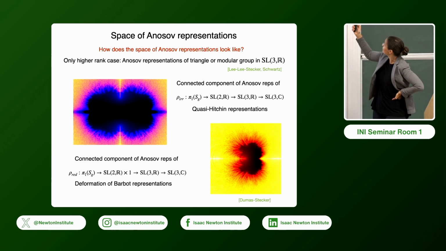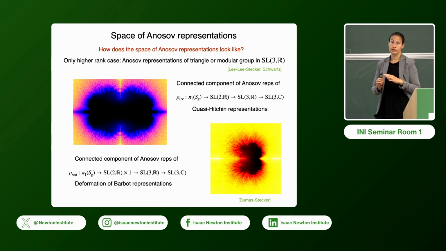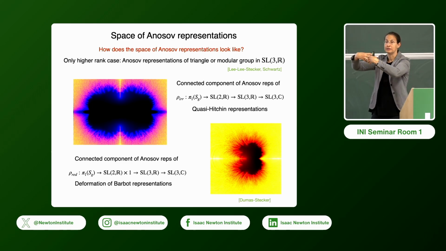Which is when your Lie group is SL3R, and when your finitely generated group is either a triangle group or the modular group. In this case, we understand fully the set of Anosov representations in SL3R, but in general, it's really difficult to know what happens in the boundary. So you have this nice open subset of the representation variety. We don't know in general how many connected components it has, whether certain connected components can come back at infinity.